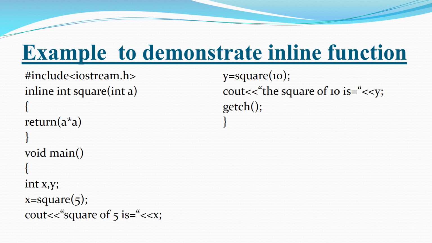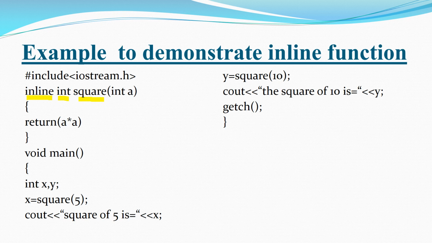Here we have a small example to demonstrate an inline function. This is a program to find the square of a given number. In this program, we are going to find the square of two numbers using an inline function. Let us see how we implement an inline function in this program. Here, I have created an inline function by using the keyword inline, followed by a return type and the inline function name. My inline function name is square.